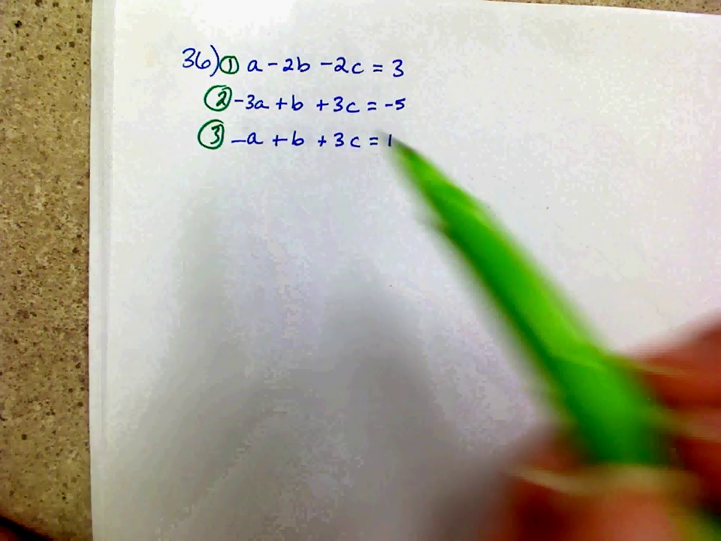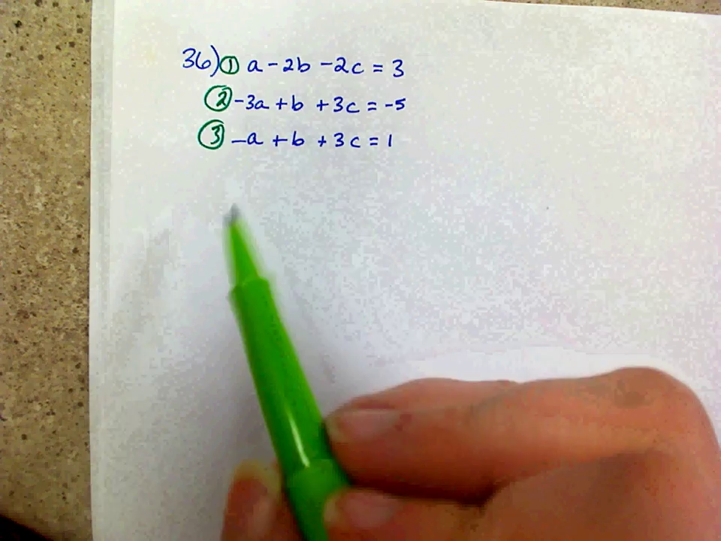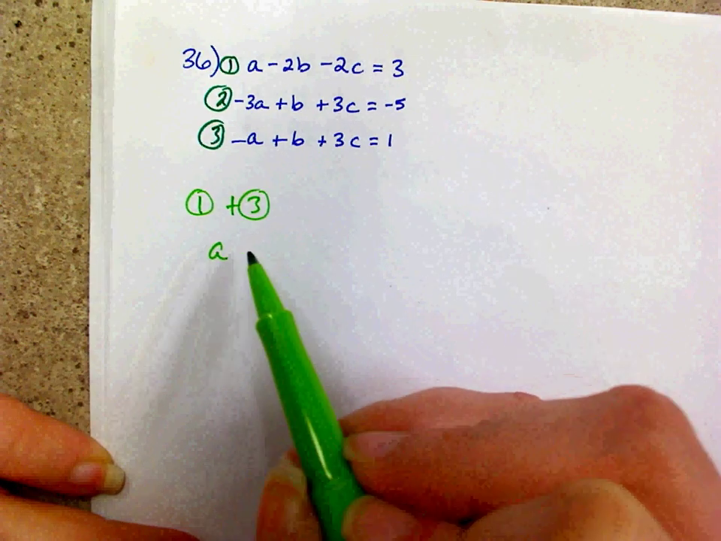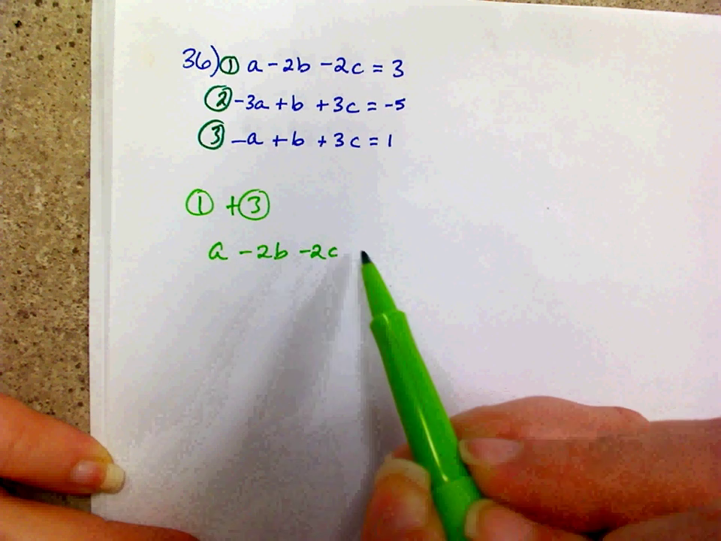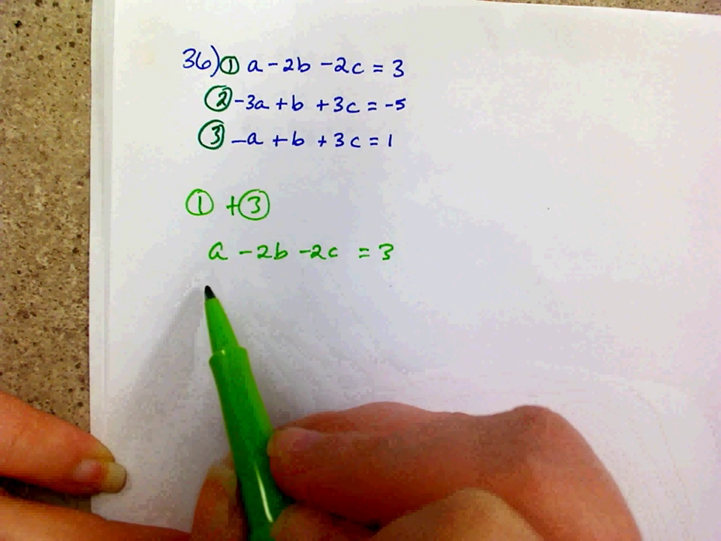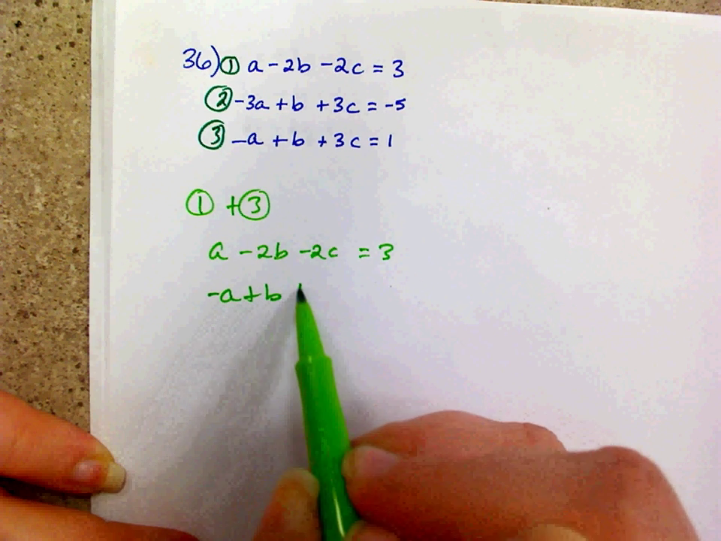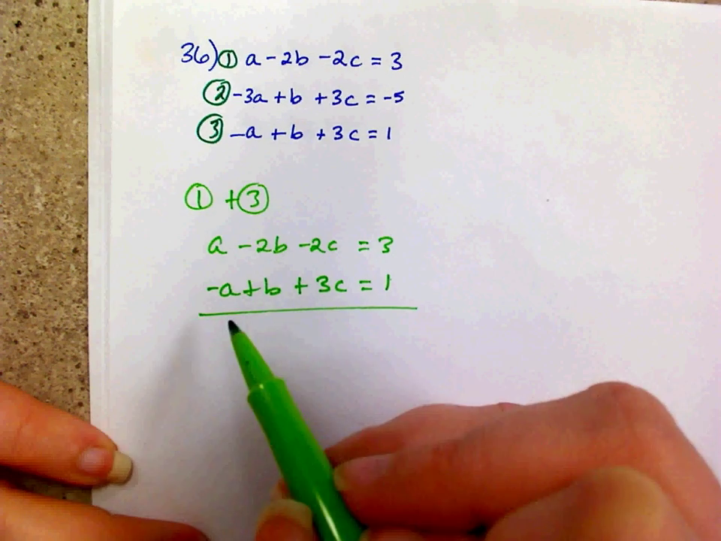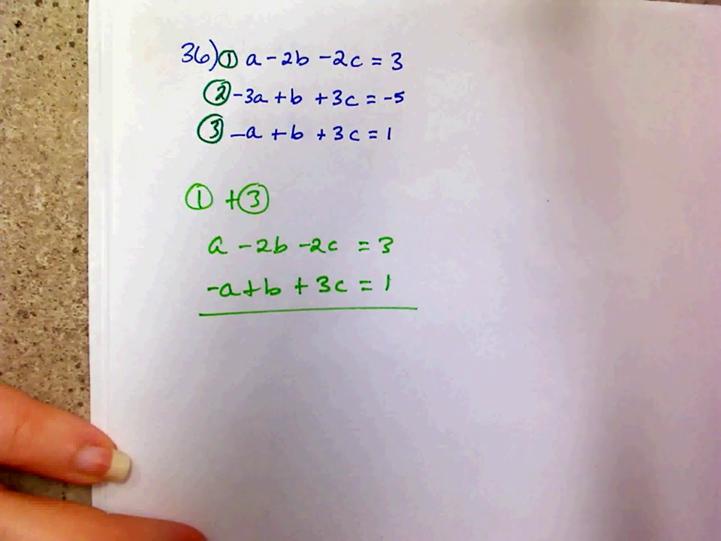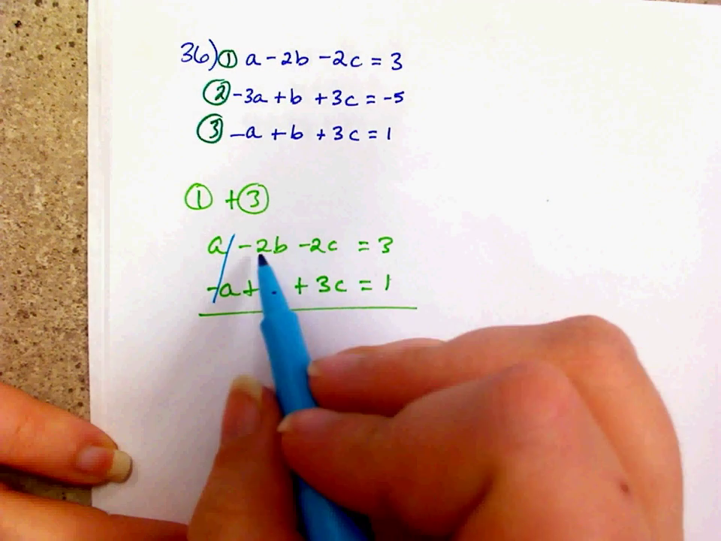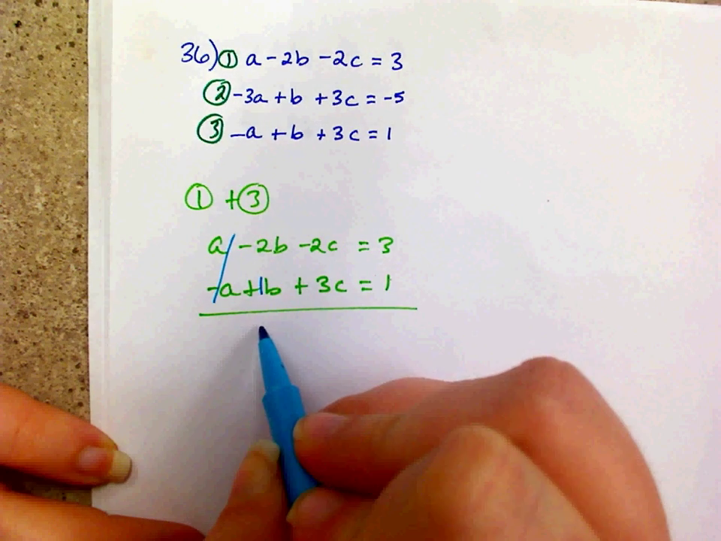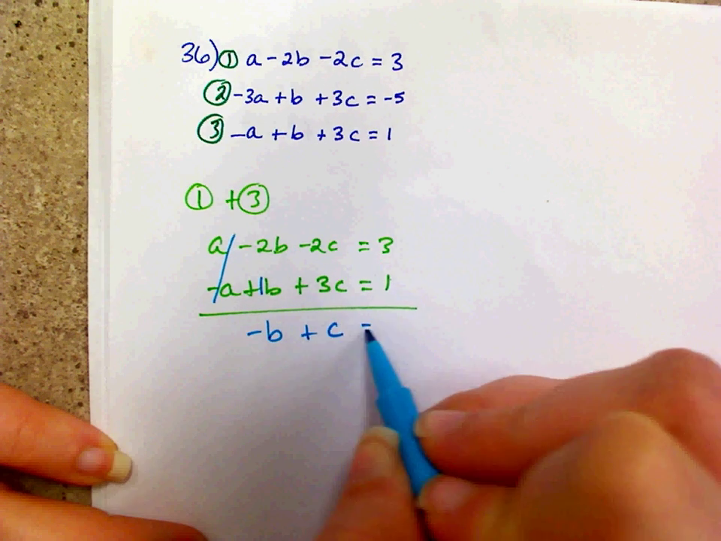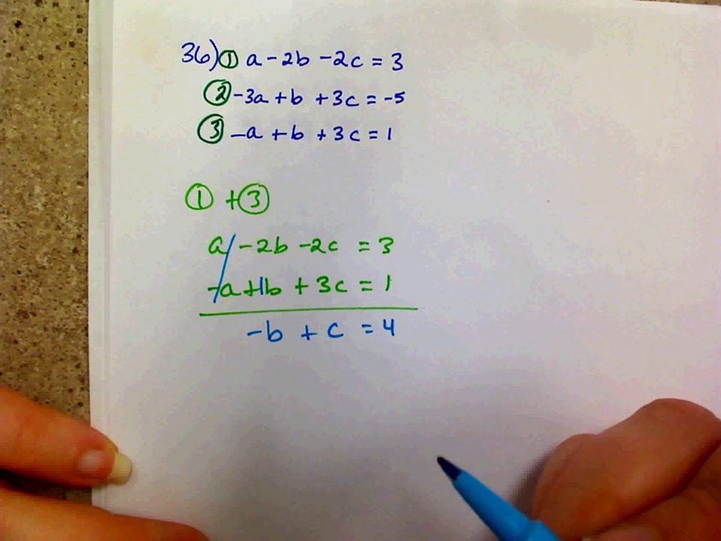So I'm going to pretend like I looked at this and I targeted A, okay? So the first thing I would do is add row 1 and 3. Row 1 is A minus 2B minus 2C equals 3. And row 3 is negative A plus B plus 3C equals 1. So I'm going to add those two. When I add them, the A's cancel out, and I'm left with negative 2B plus 1B, and that is negative B. Negative 2C plus 3C is 1C, and then 3 plus 1 is 4. So I've got negative B plus C equals 4.